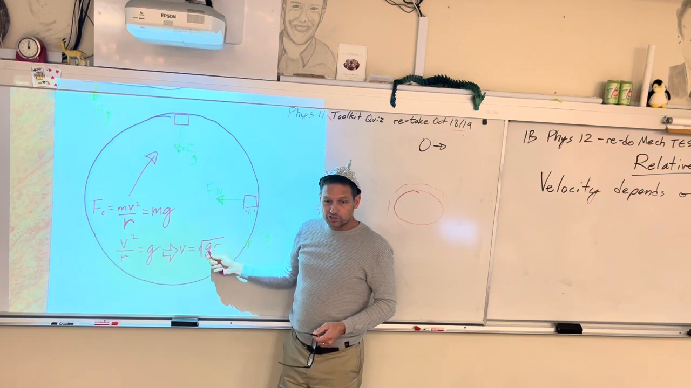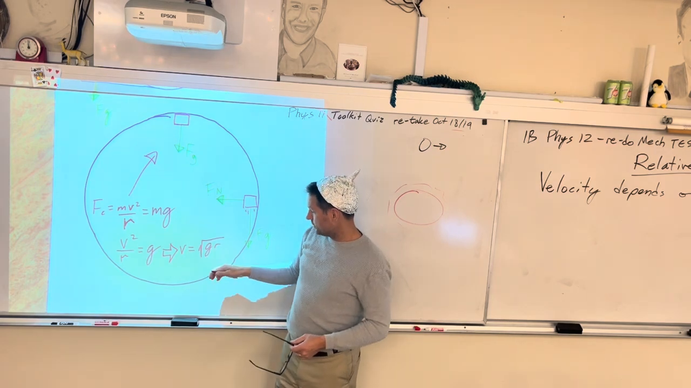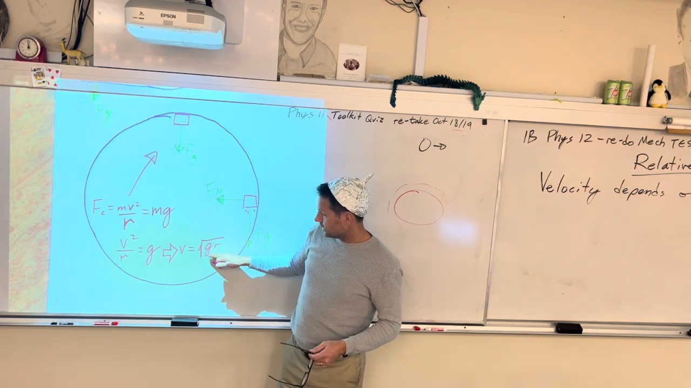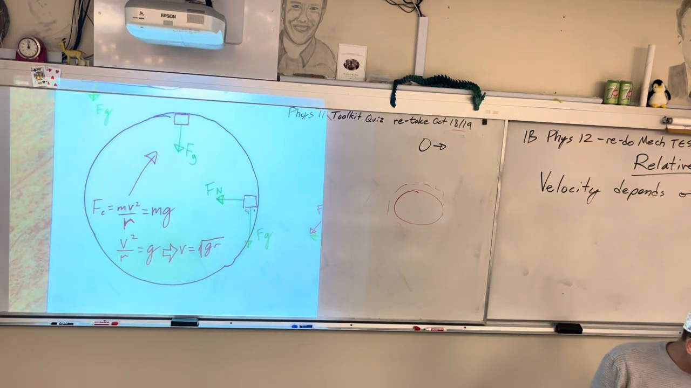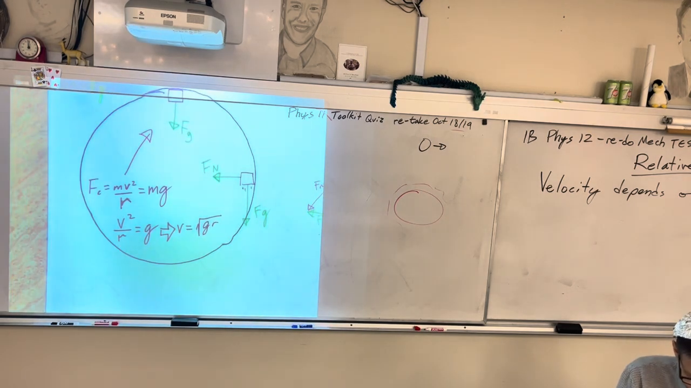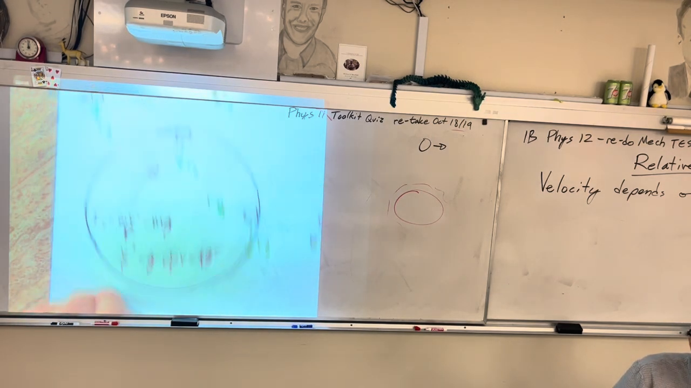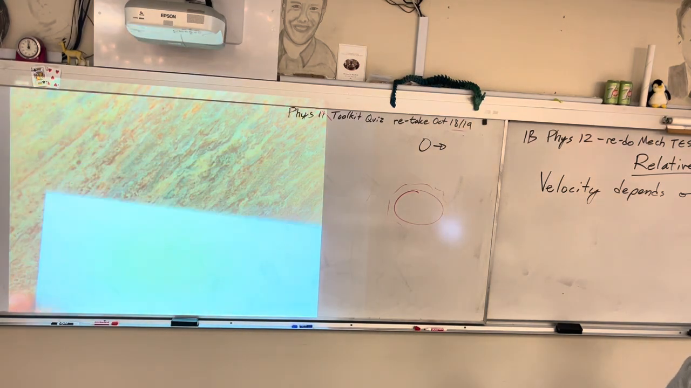So it's root gr, velocity has to be this. Let's put this into our kinetic energy formula and see the kinetic energy we need. Half mv squared. I'm just gonna do a new sheet here. Is my video still working? Yes. Okay.